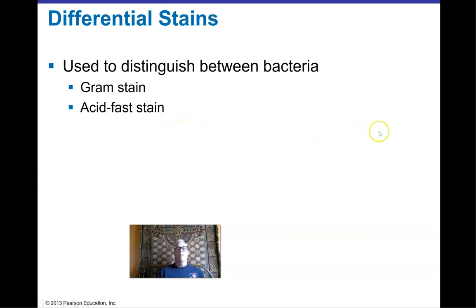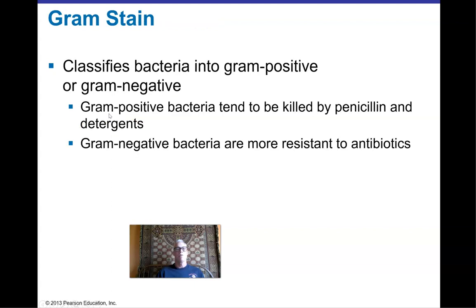Differential stains means that a stain is not just going to make microorganisms visible, it's going to distinguish between specific types of microorganisms. Maybe one particular type will stain and all the rest will not. Gram stain and acid-fast stain. Let's take a look at those two examples of differential stains.